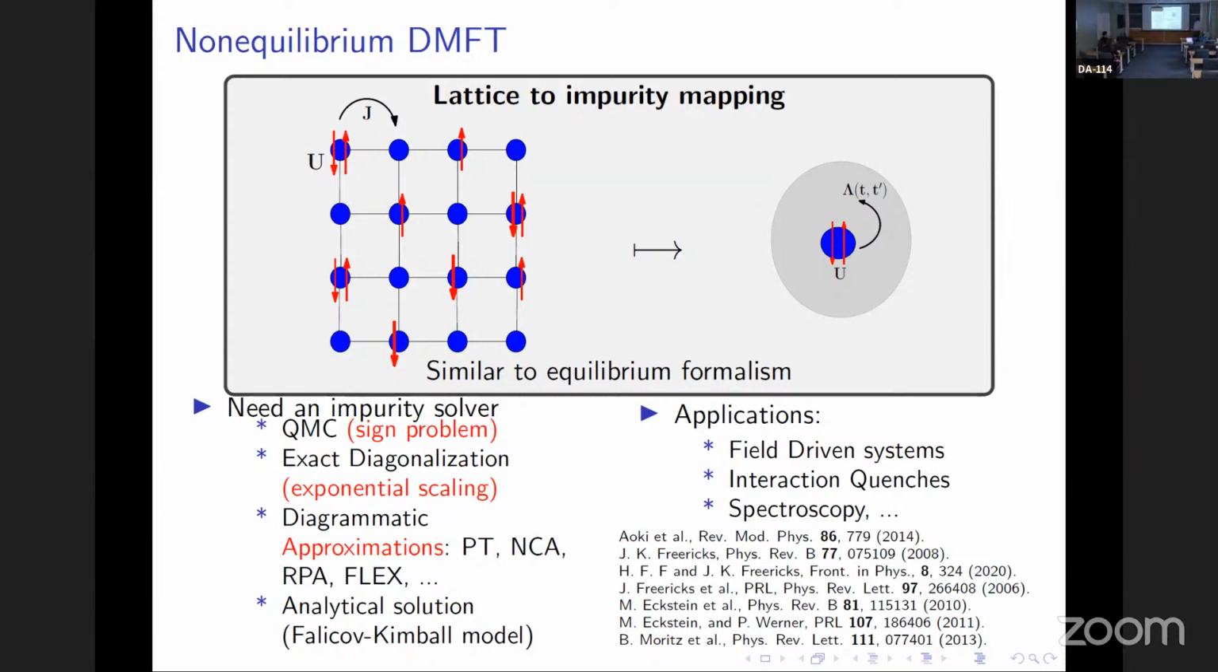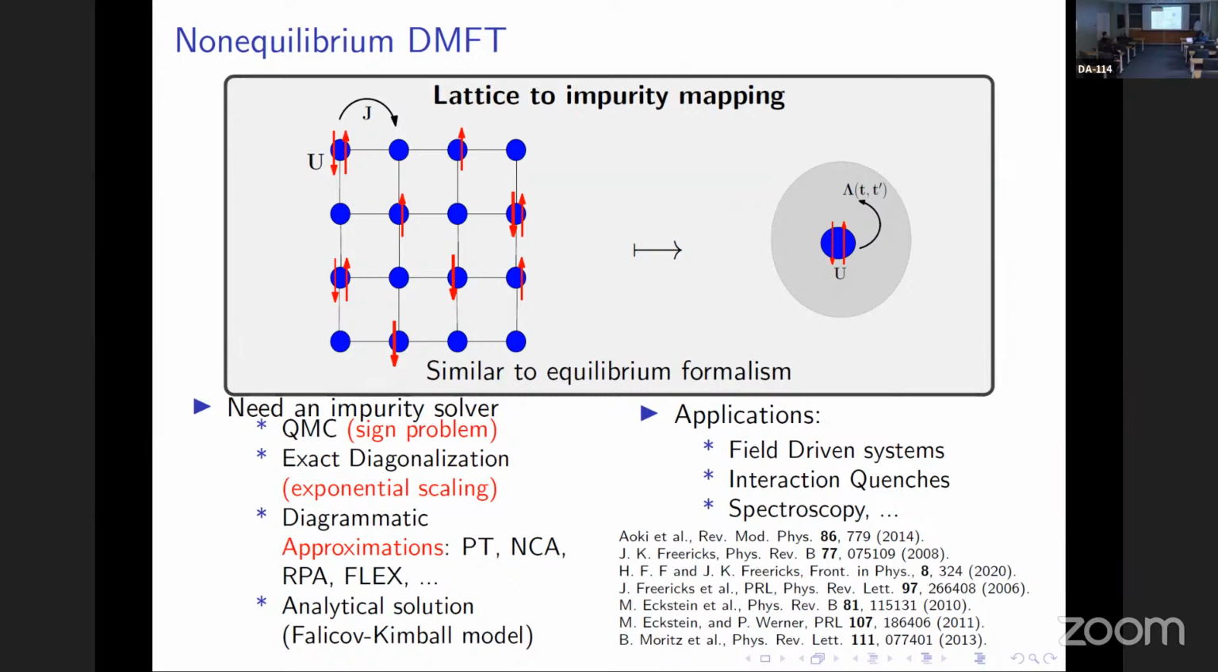The challenge then is, how do you solve this impurity problem? There's a variety of tools that one can use to solve the impurity problem, right? Starting with quantum Monte Carlo, exact diagonalization, diagrammatic methods such as perturbation theory, non-crossing approximation, random phase approximation, FLEX, and so on. We also happen to have in our hands a model for which we can write this impurity solver exactly, analytically. We have an analytical solution for this case.